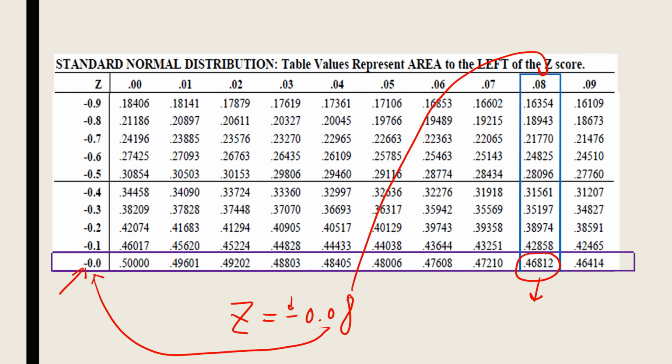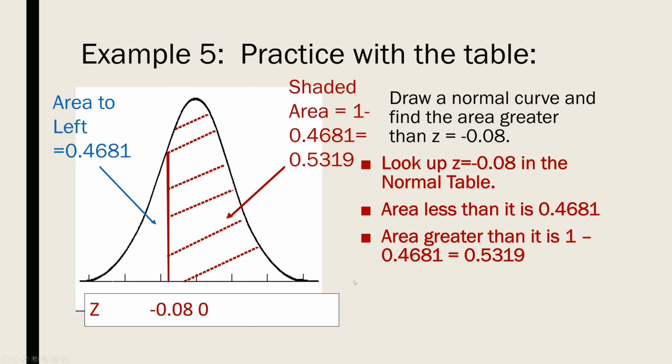Remember that when you look at the normal table, you want to know whether the value represents area to the left or to the right. Most of the time, the normal table will represent area to the left of the z-score. For a normal table, we have that area to the left equals this number. Then we can calculate the area greater than z equals negative 0.08 as 1 subtract 0.4681.